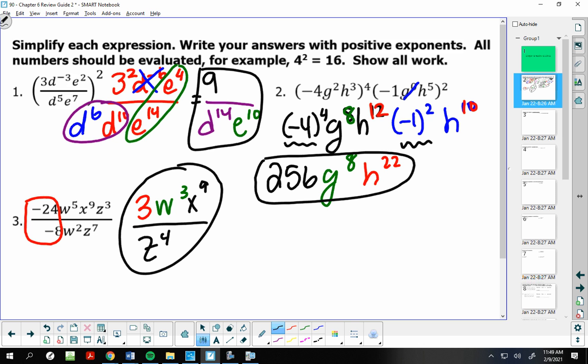To make sure it's fully simplified: 1, make sure your fraction is simplified. 2, no common bases. 3, no negative exponents. 4, just make sure all of your numbers are evaluated. That's how we know that our problems are fully simplified.